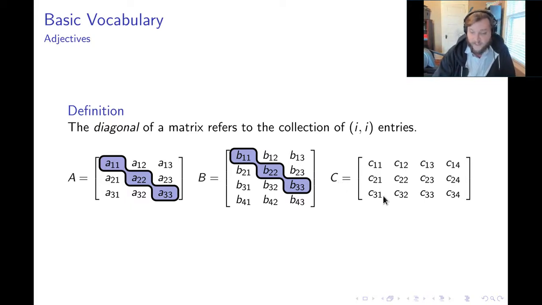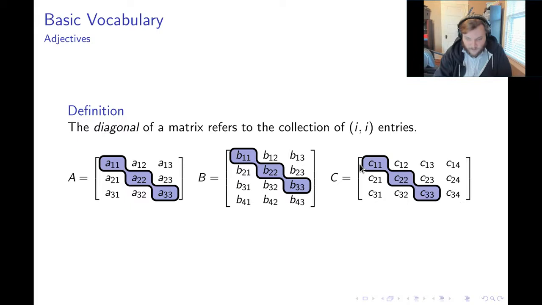This one looks like it's a 3 by 4 matrix, so there's 3 rows and 4 columns. Again, the diagonal refers to all of the entries in this matrix whose row index matches its column index. So here, that would be the entries in the 1,1, 2,2, and 3,3 position. So lots of times the diagonal is a reference point for talking about where certain entries are inside of the matrix. So it's useful to have this terminology at our disposal.